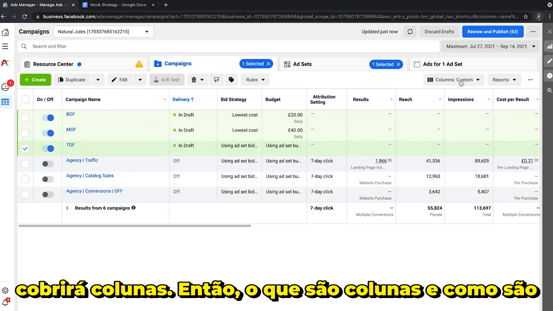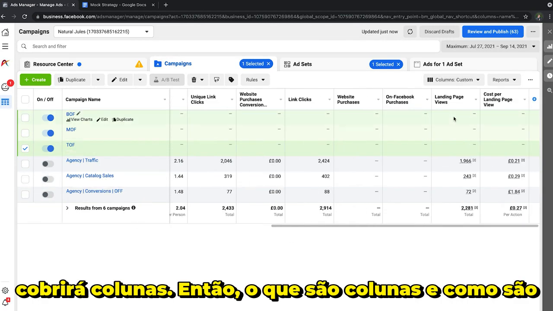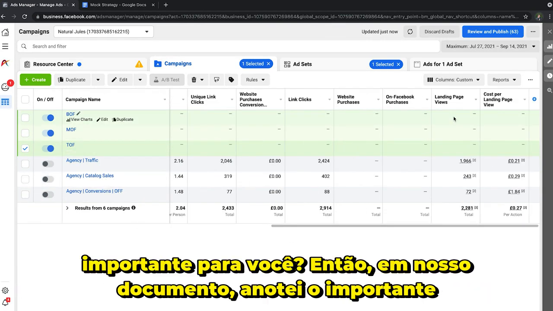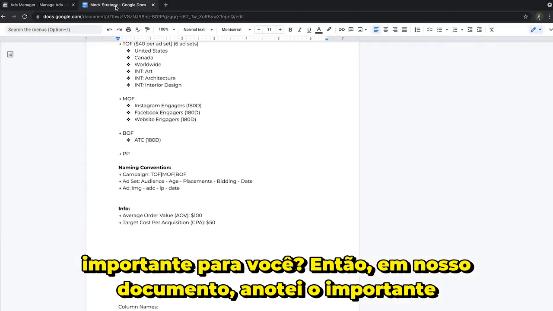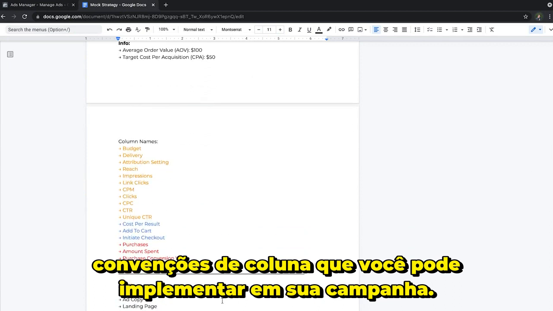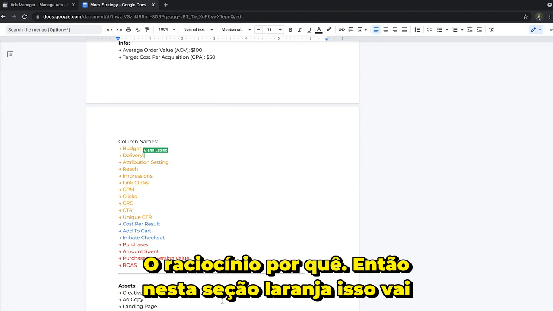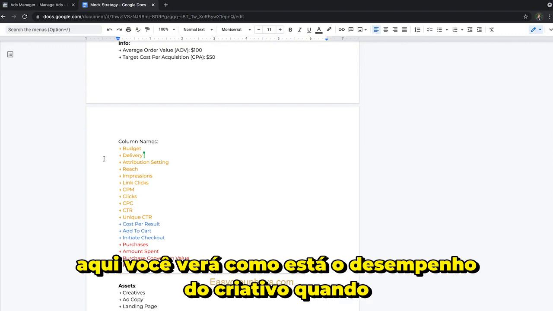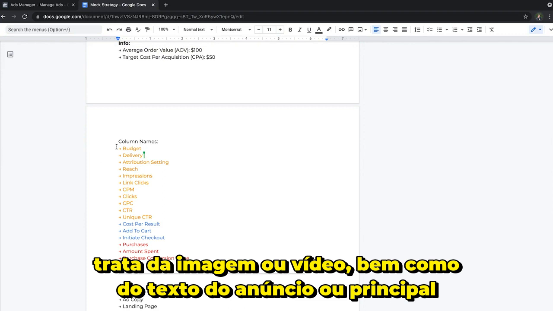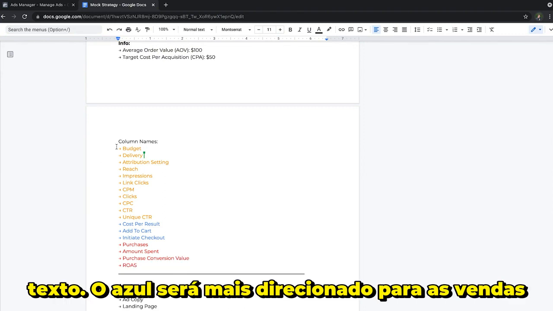Next, we will be covering columns. So what are columns and how is it important to you? So in our doc, I wrote down the important column conventions that you can implement into your campaigns and the reasoning why. So in this orange section, this is going to be covering a majority for the creative aspect. So from here, you're going to see how the creative is doing when it comes to the image or video, as well as the ad copy or primary text.